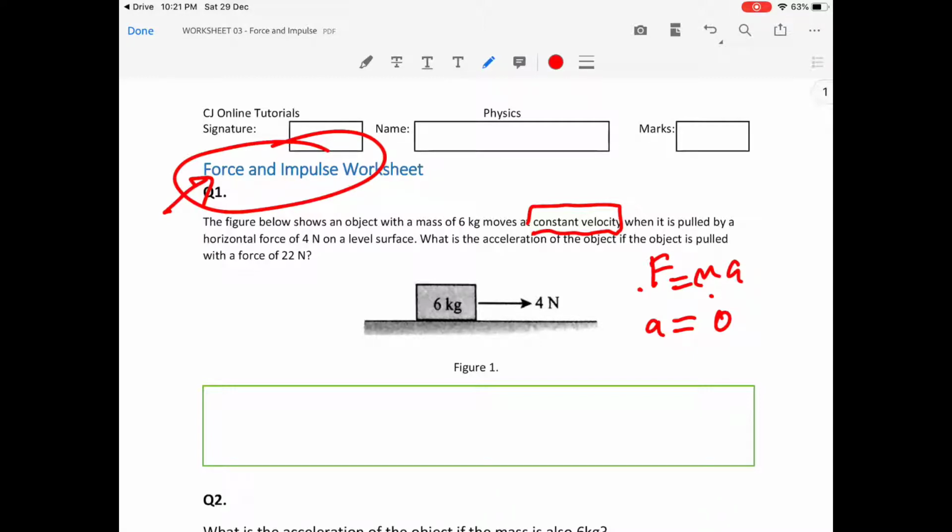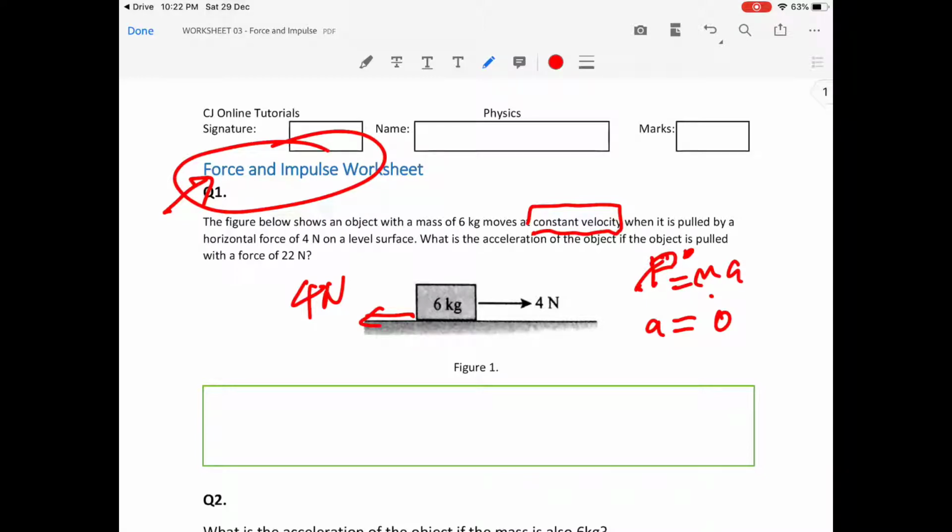No. The reason is that there's actually a frictional force, which is not stated here. We assume you know about it already, or you have to assume that there's a frictional force of 4 newtons cancelling this out. So the net force, 4 minus 4, equals 0, and then your acceleration will be equal to 0. So not so straightforward. You need to know what's really going on.